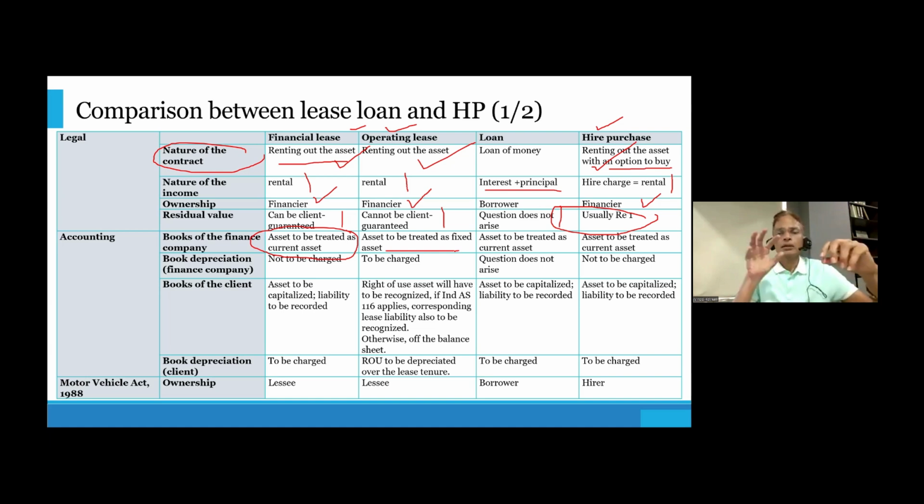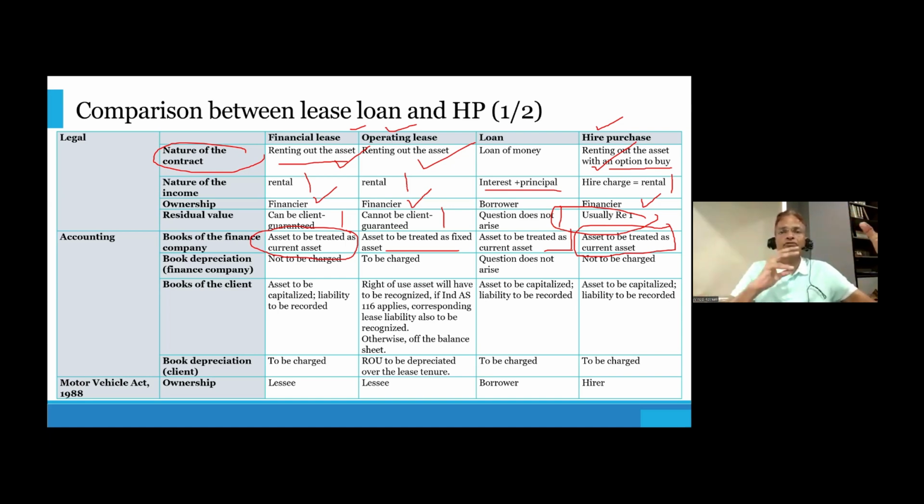In an operating lease, the asset given on lease is accounted for as the asset of the lessor. In the case of a loan, the question of accounting for the asset does not arise because the lender is simply giving a loan. In case of hire purchase as well, traditionally the asset has always been taken as owned by the hirer, by the user, not by the financier. Therefore, the asset is not put on the books of the financier. The asset is put on the books of the borrower. So that's a very important distinction.